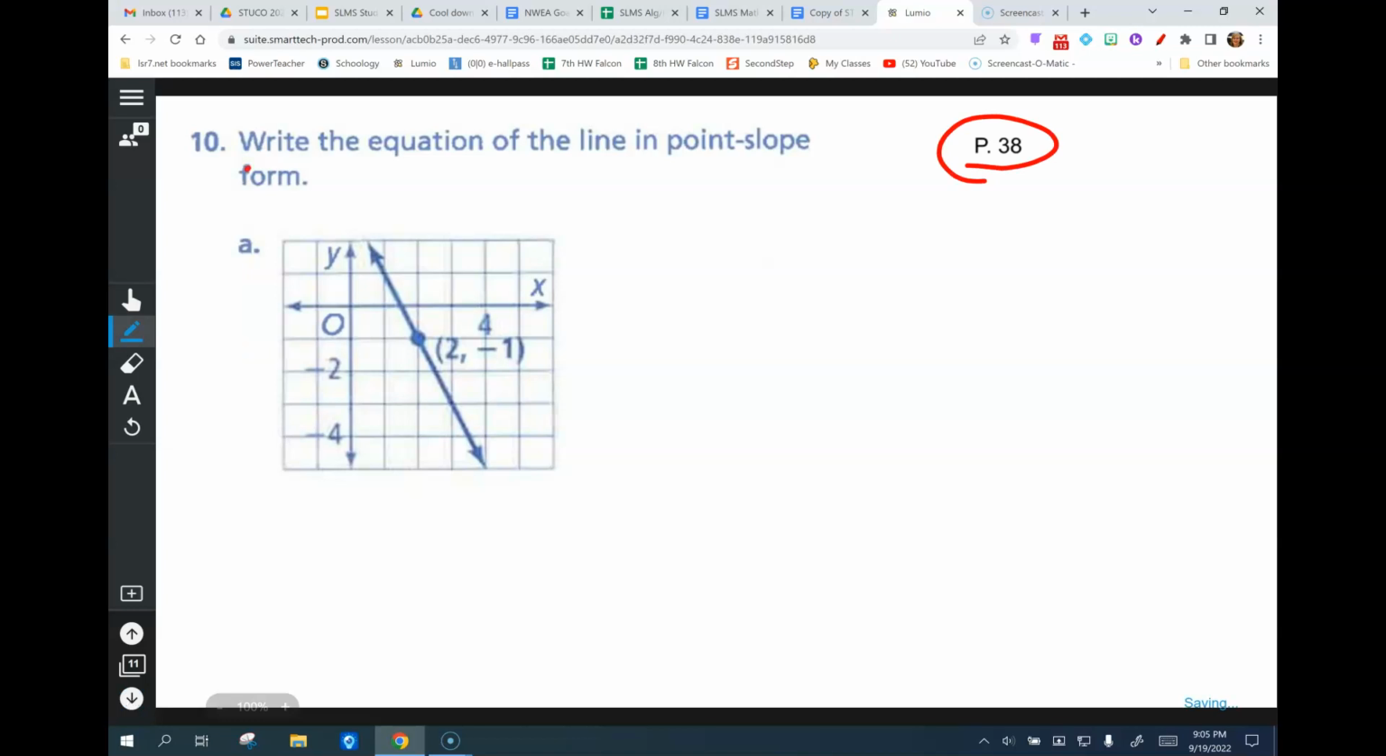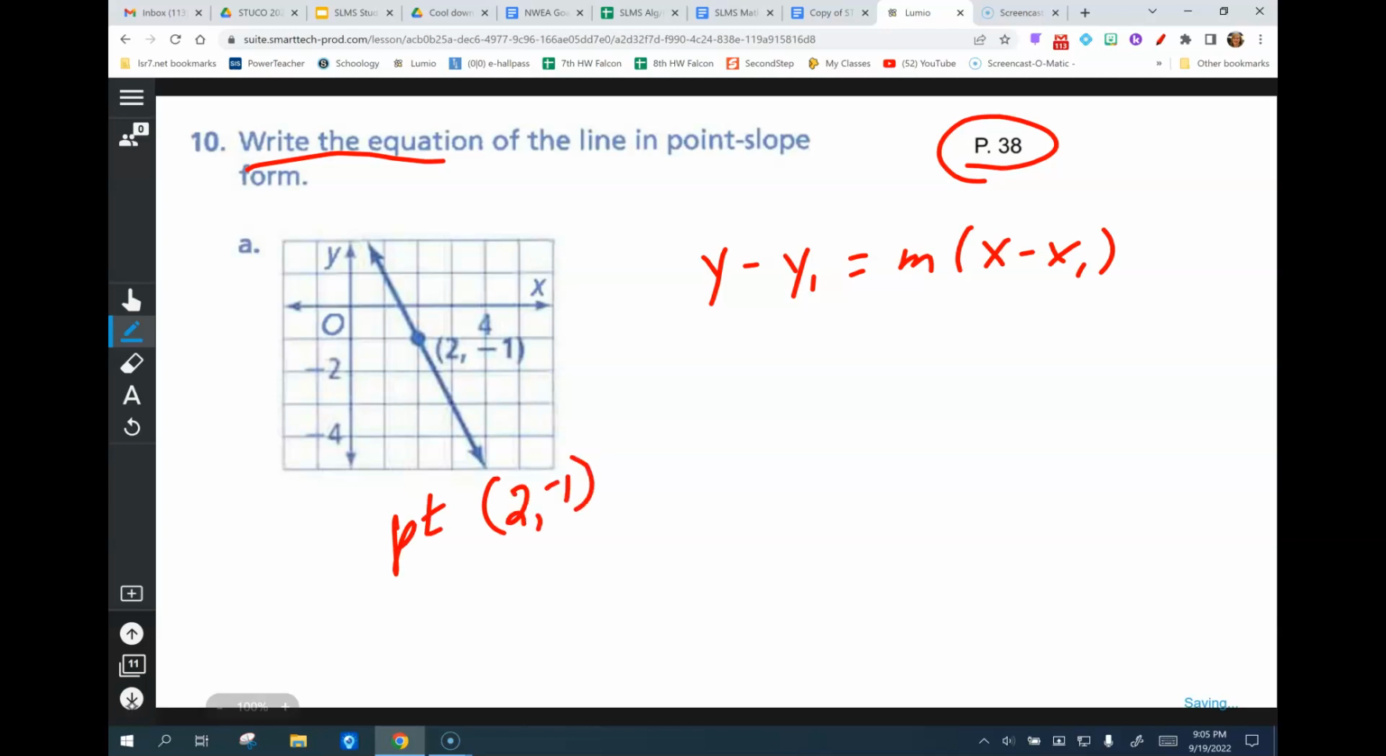And now we're going to write the equation given a graph. Okay. Again, write down slope, write down point slope form. Go. So my form is y minus y sub 1 is equal to m times the quantity x minus x sub 1. Now we need a point. What is our point? Well, it's 2, -1. Yay. What is our slope?